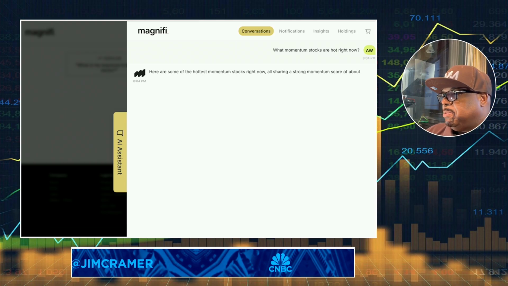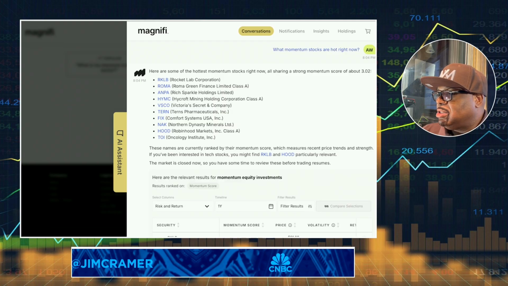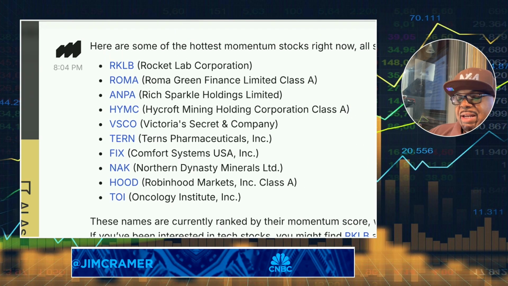That's why I like this particular app. Here you go, it just popped up. Here are some of the hottest momentum stocks right now, all sharing a strong momentum score. Now, it gives you the ticker and you can just take any of those. Let me blow them up real quick so you can see. Now, this is AI. Me personally, I would not be able to go through the stock market that fast and find momentum stocks. Now, I'm not telling you to go and purchase any of these.